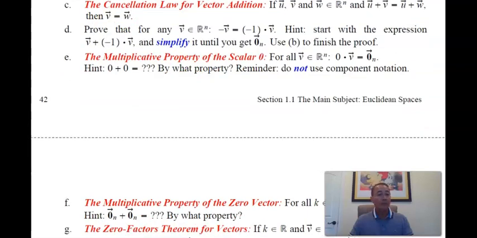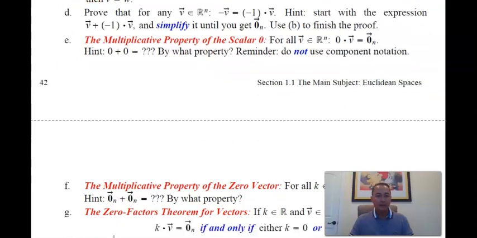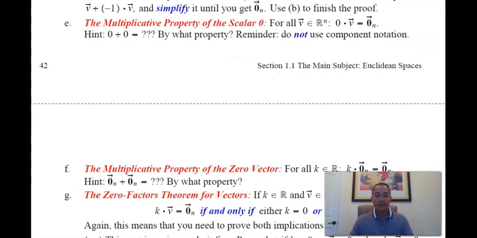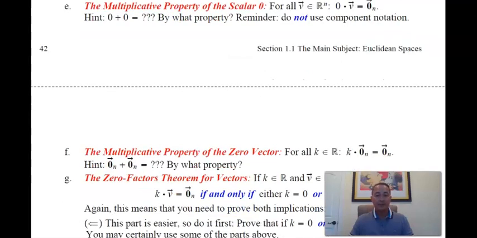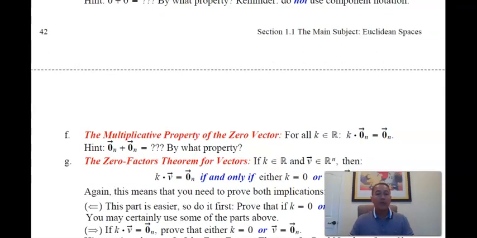And that would be the multiplicative property of the scalar 0, which is that for all vectors v, when you multiply v by 0, you will just get the 0 vector. That kind of makes sense, right? And similarly, if you take the 0 vector and you multiply it by any scalar, then you will again get the 0 vector. Okay?